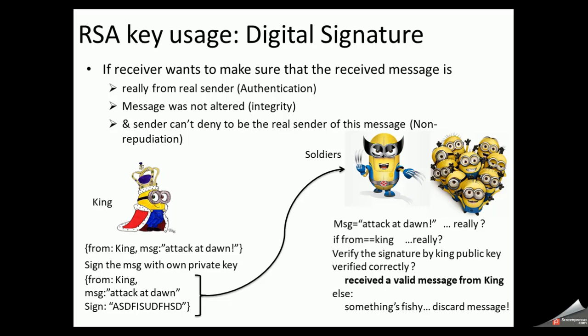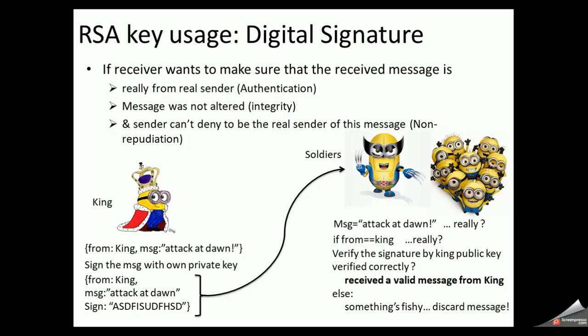Now, the smart soldier will verify the signature using the king's public key, because everyone has the public key of the king. If the verified signature is correct, then the soldier will receive a valid message from the king. Else, if the signature does not match, then something is fishy and the soldier will discard the message.